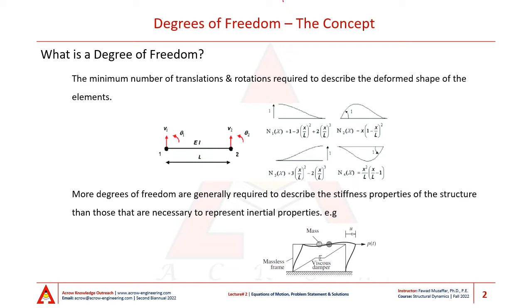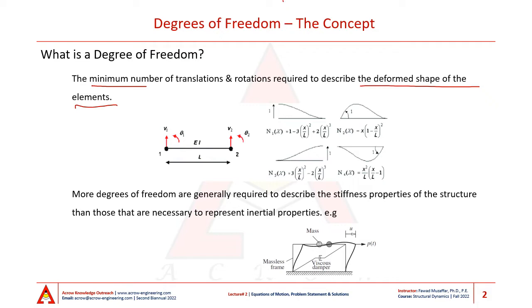There are different ways to define a degree of freedom, and my preferred way to define a degree of freedom is to define it as follows. The degree of freedom of any structural element is the minimum number of translational and rotational movements of the structure that will completely describe the deformed shape of the element.